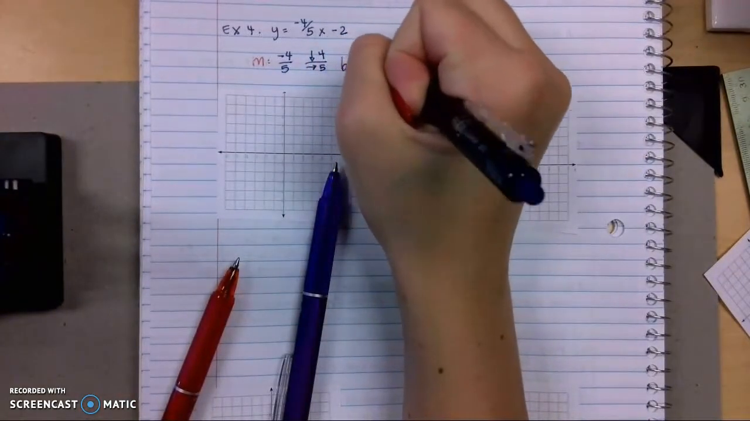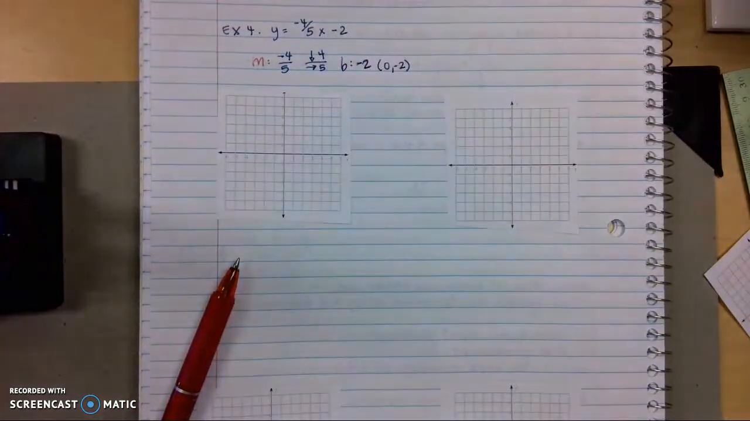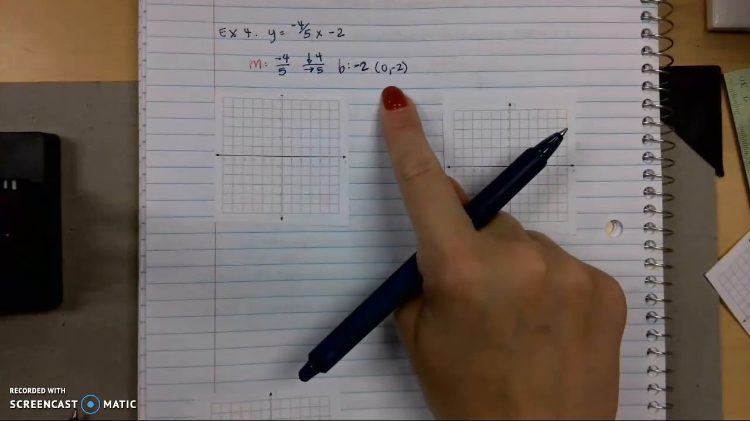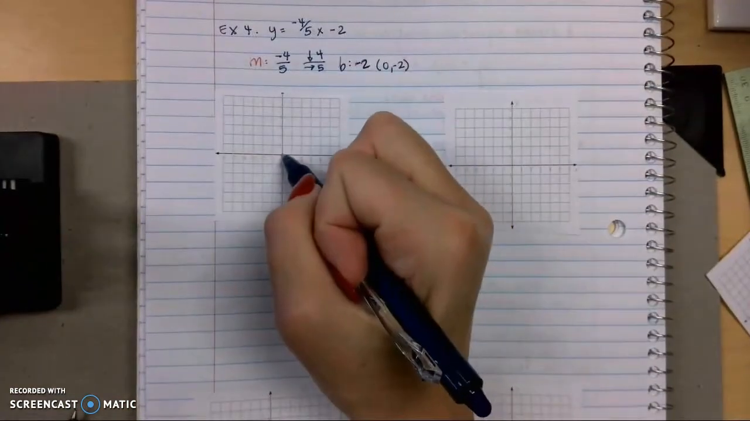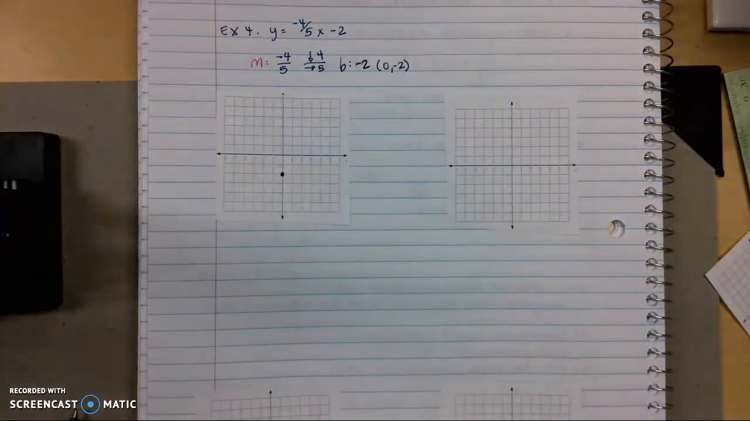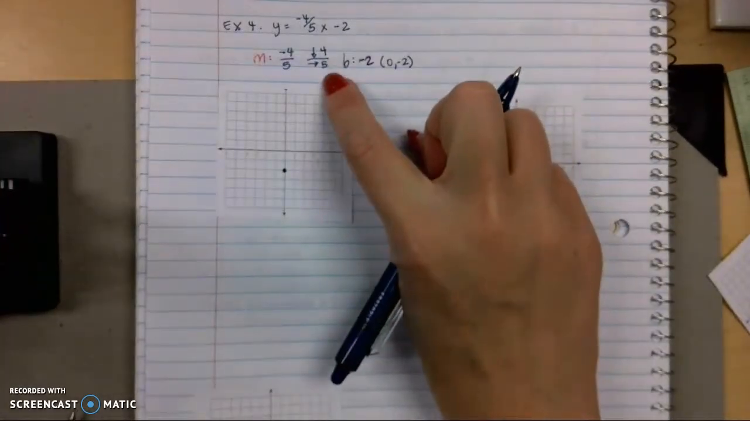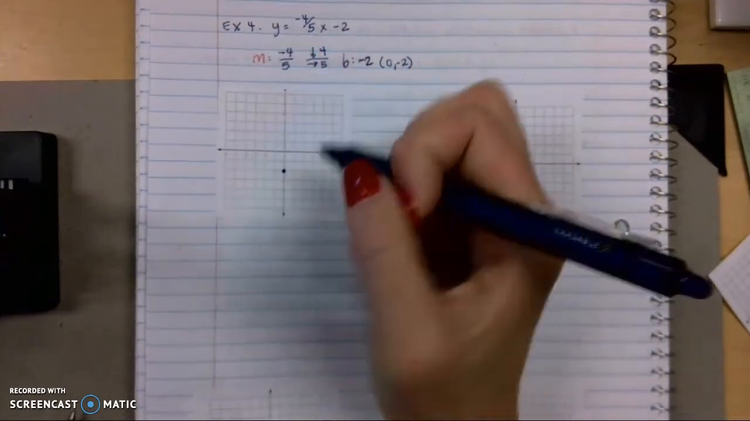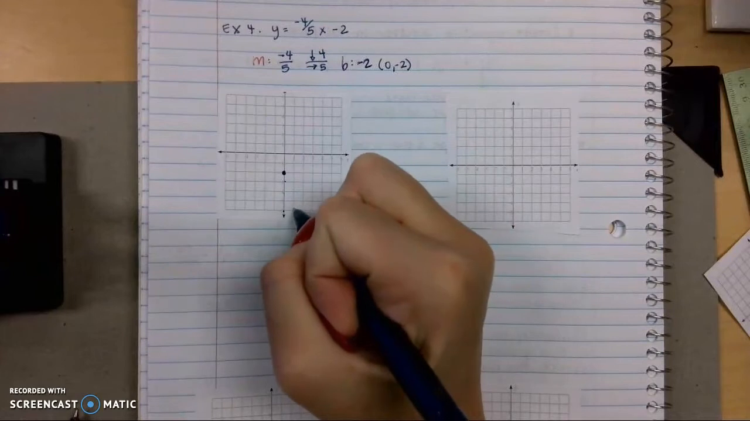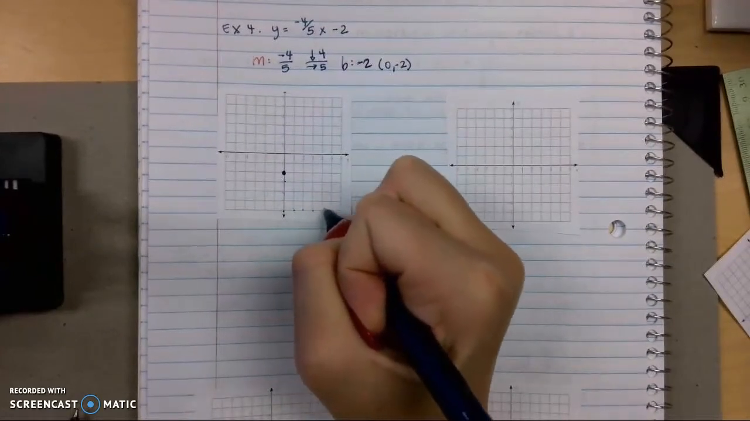So I'm going to have a point at 0, negative 2. Then I start with plotting my y-intercept. So over 0, down 2. Now this slope, I'm going down 4 to the right 5. I'm going down because that's a negative 4. 1, 2, 3, 4 to the right 5. 1, 2, 3, 4, 5.